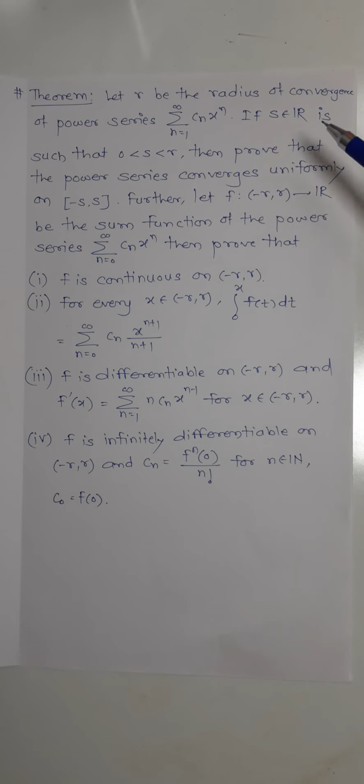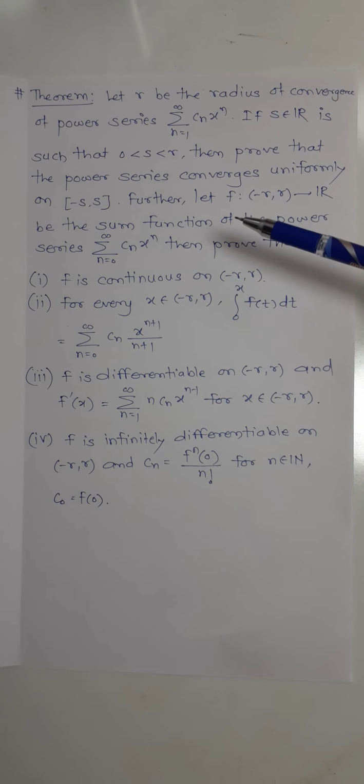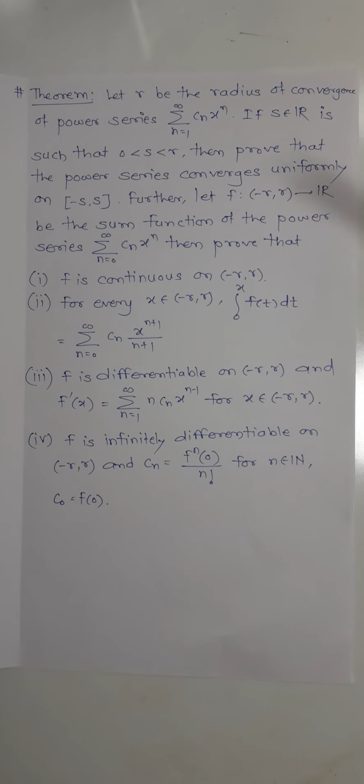So see, first of all, we have to prove the power series converges uniformly in this interval. After that, we have to prove it's continuous, differentiable, integrable, and the formula of Cn is equal to this one. Okay, don't worry. We'll solve it one by one. So first of all, I will write the given thing. What is the given thing?